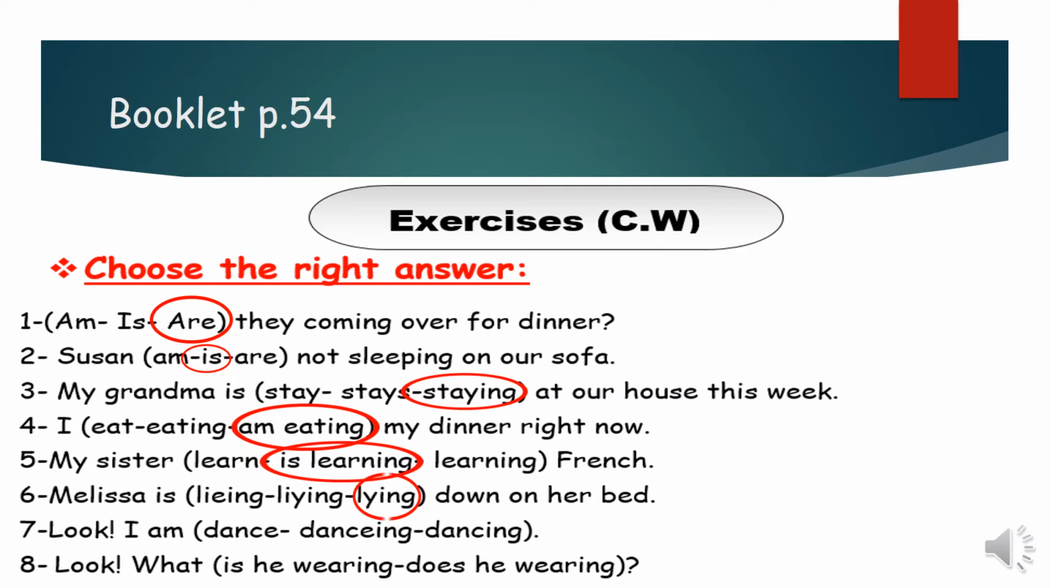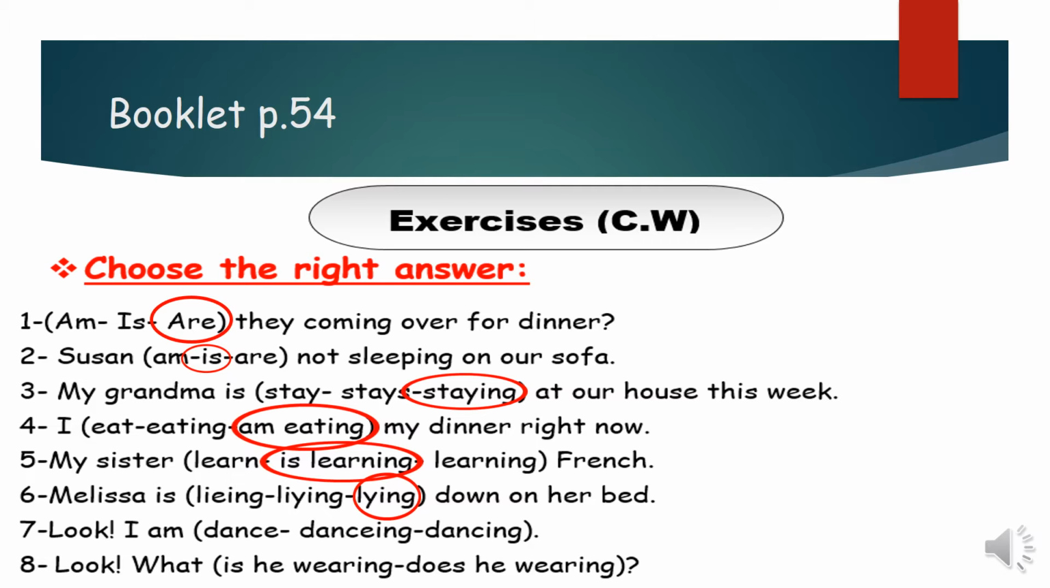Yes, lying down on her bed. Because I said if I have the verb ended with IE, I will drop it and write Y. Okay, number 7. Look, I am dancing. Which one will I choose? Look, it's a present continuous, so I will get the main verb with the ing. Okay, look, can I choose the third or the second one? No, because I have E, and I say if I have the verb ended with E, don't put ing.